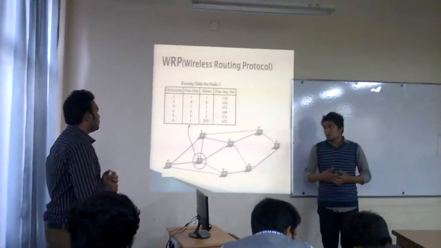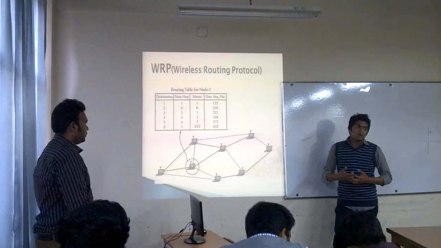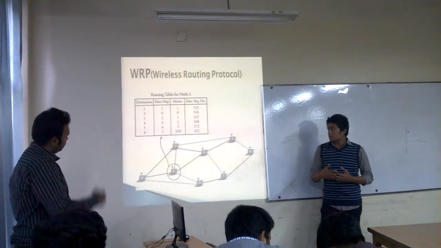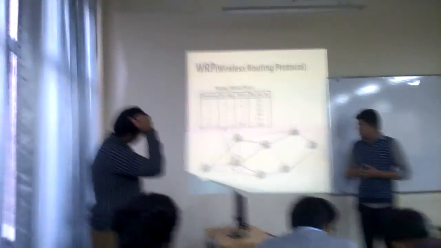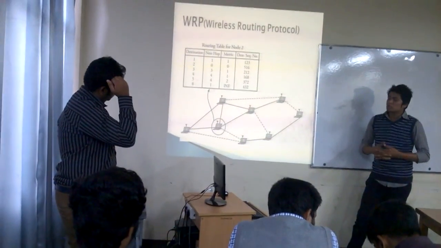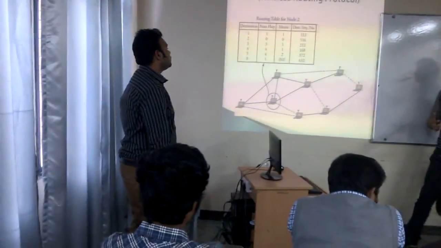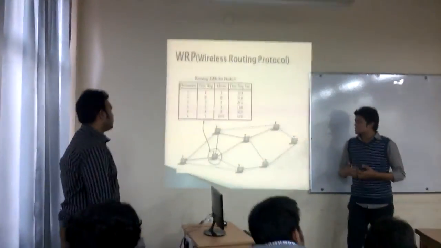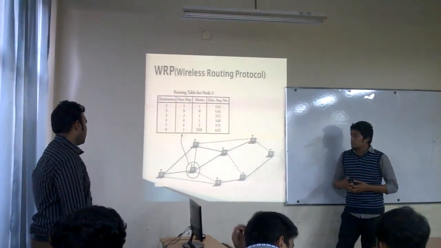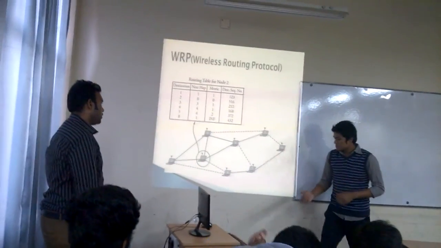And this message can be sent either periodically or whenever a link change happens. Those nodes also need to send hello messages to ensure their connectivity, and on receiving this update message, nodes modify their distance table, and they look for a better path.